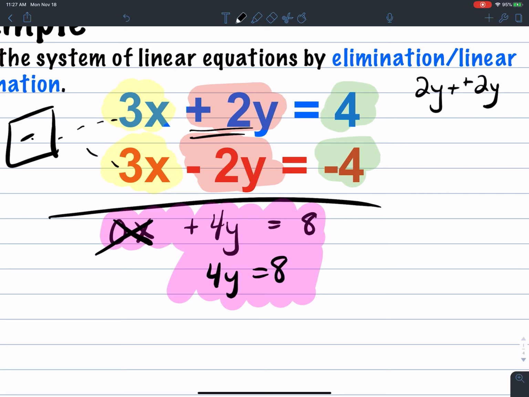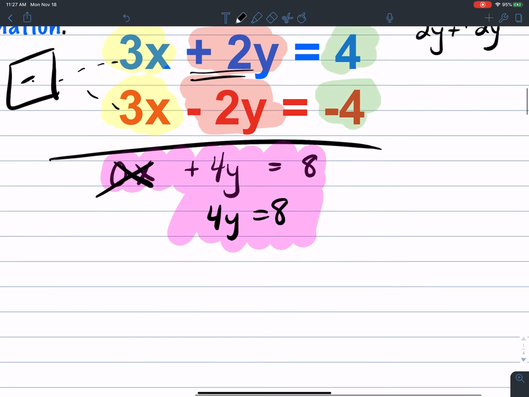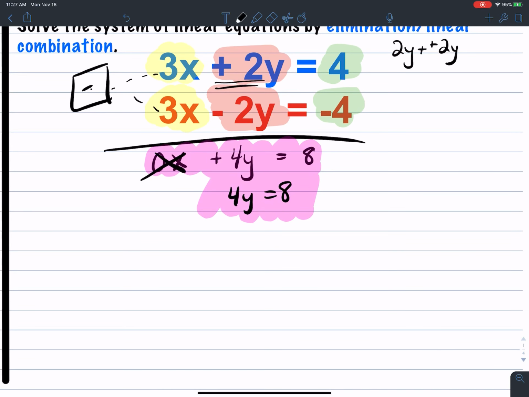So just like with substitution, we did something and we created this new equation that only has one variable. So we can easily solve for y by dividing by 4, and we get y is equal to 2. So once I know what y is, just like we did with substitution, we plug that back in to find x. So I'm just going to plug it back into the first original. It doesn't matter which original you plug it back into.